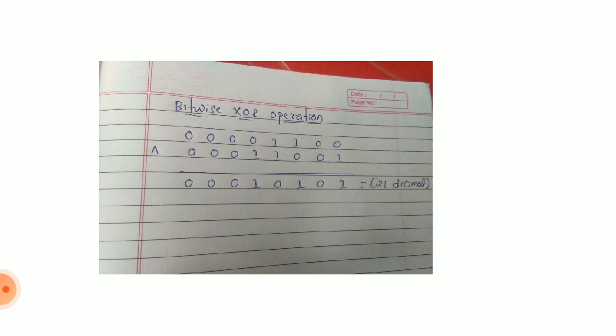This is the manipulation of the bitwise XOR operation, and after converting you will get 10101, that is 2 raised to 4, 2 raised to 3, 2 raised to 2, 2 raised to 1, 2 raised to 0. Then you will get 21 as the decimal number. So, these are the manipulations of the bitwise operations: bitwise AND, bitwise OR, and bitwise XOR.